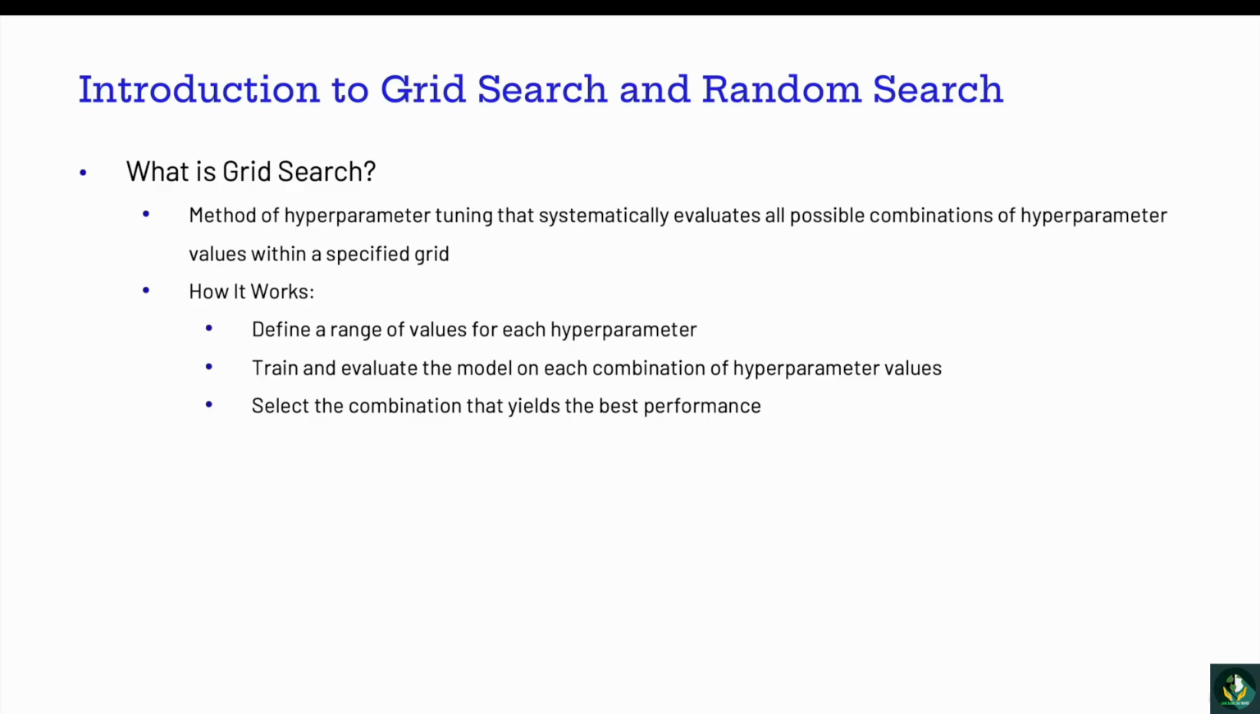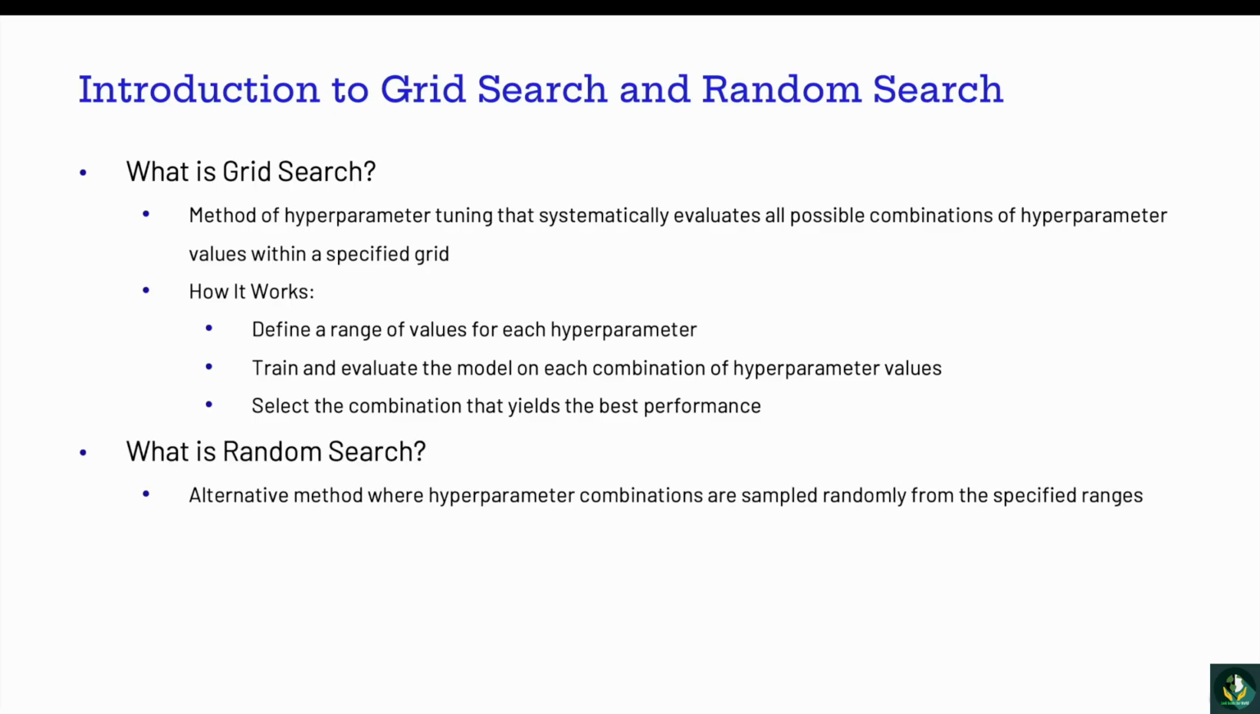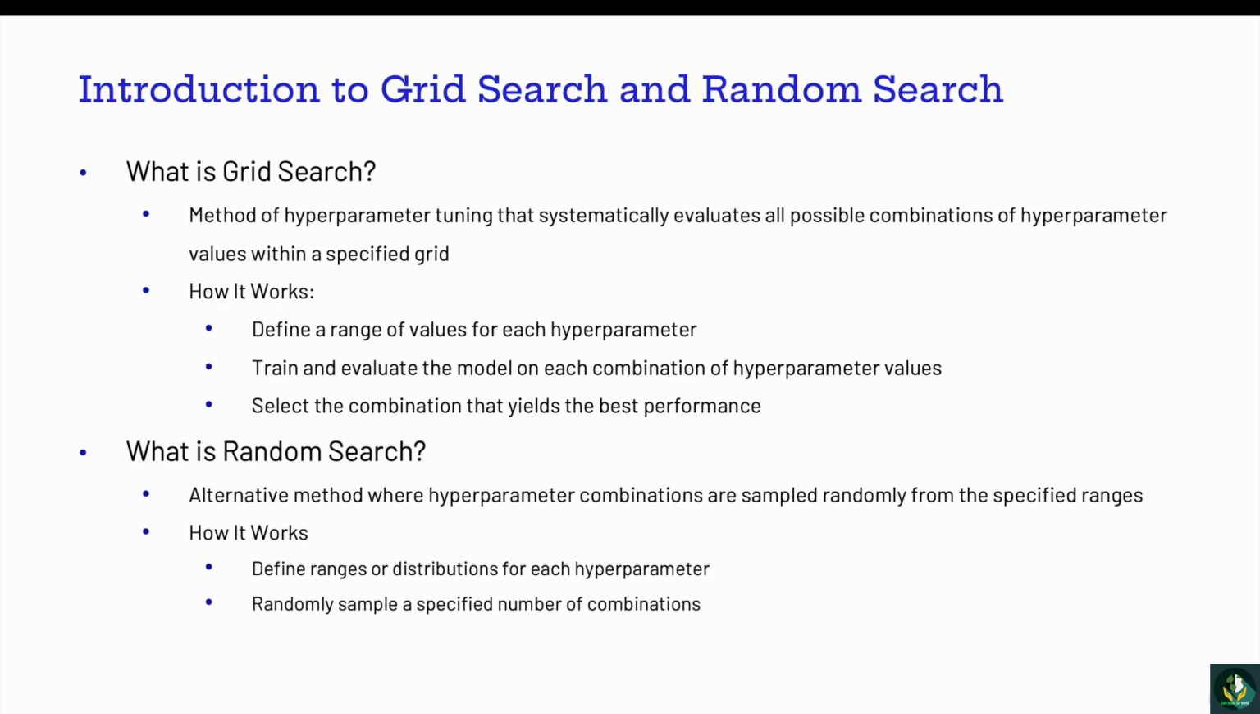We've seen some of this earlier in the previous weeks, but we're going to go deeper into it today. Now, what is random search? Random search is an alternative method where hyperparameter combinations are sampled randomly from the specified ranges. Now, how does it work? You define ranges or distributions for each hyperparameter. Next, you randomly sample a specified number of combinations. And then finally, you train and evaluate the model for each sampled combination.